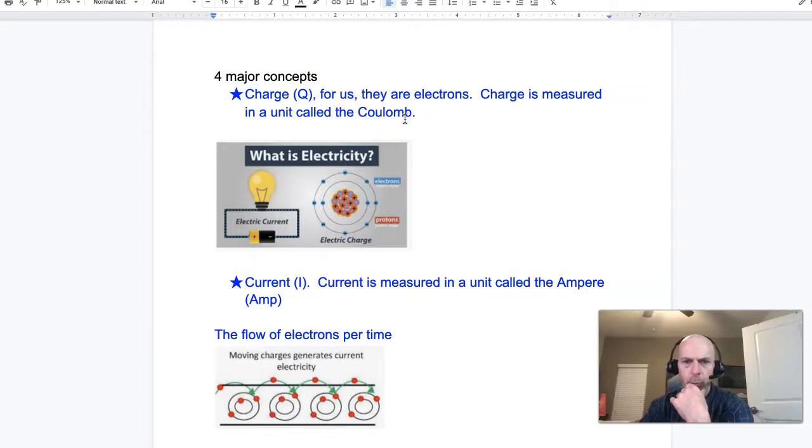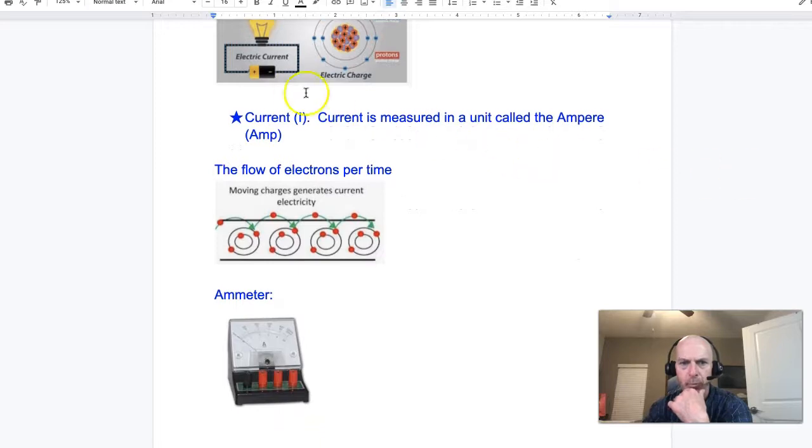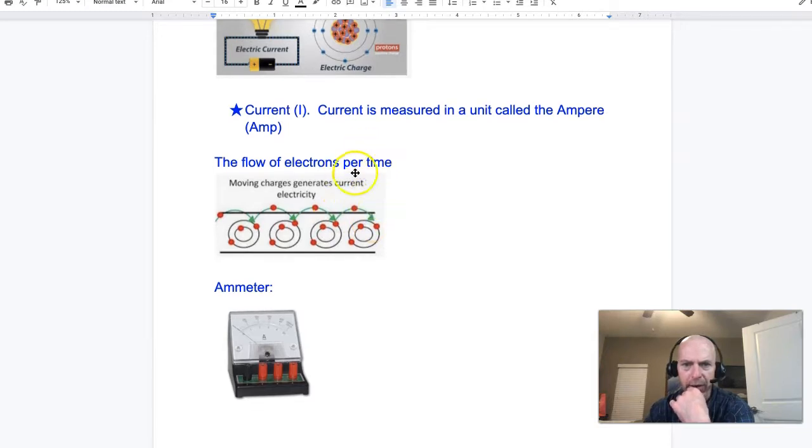Now, the rate of charge, and remember a rate is something divided by time, the rate that charge is moving in a wire or a circuit is called the current. It's given the symbol I. Current is measured in a unit called the ampere, just called the amp. So we're basically pushing these electrons from atom to atom, and we can divide that flow by time, or the number of charged particles per time, and we get this idea called the current. Now current is measured with a device called the ammeter.